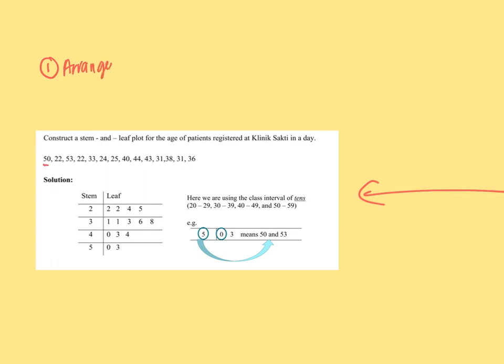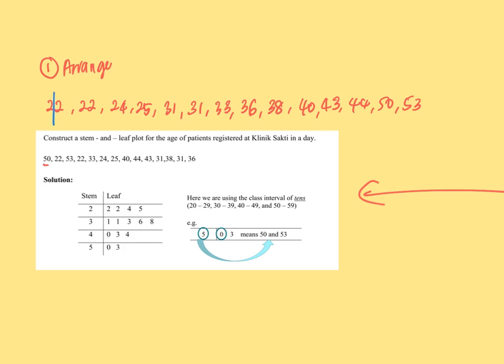The lowest value we have here is 22. The next one, 22, 24, 25, 31, 31, 33, 36, 38, 40, 43, 44, 50, 53. So you need to divide the stem and the leaf. You need to remember, for the leaf we only need one digit.